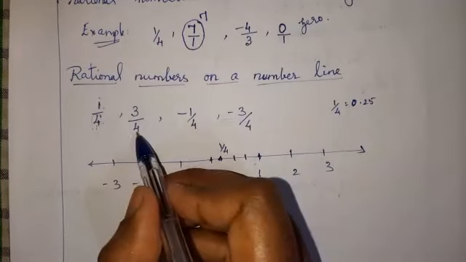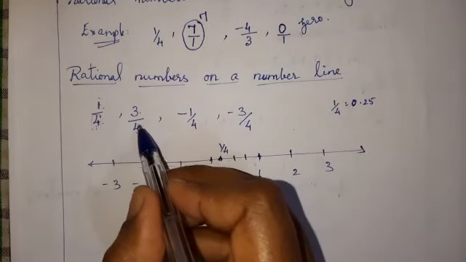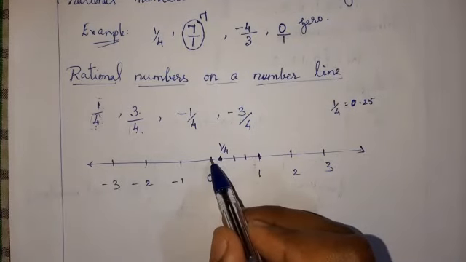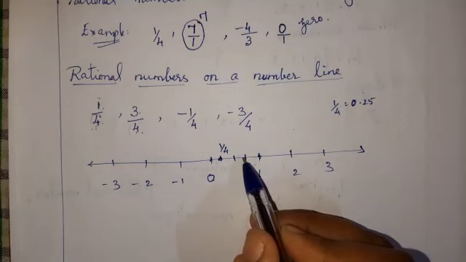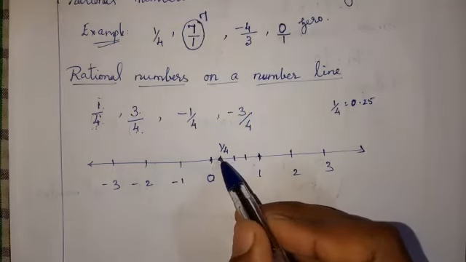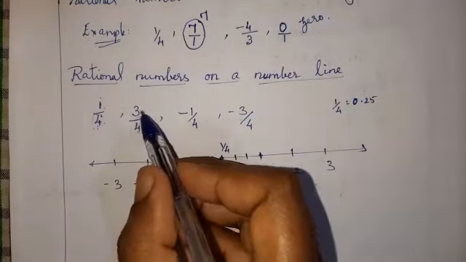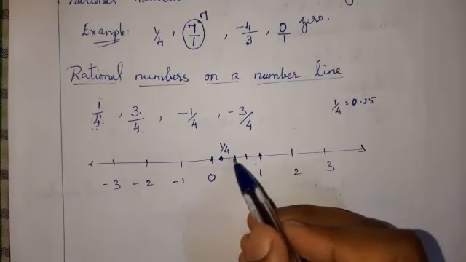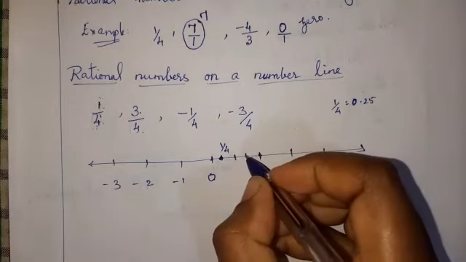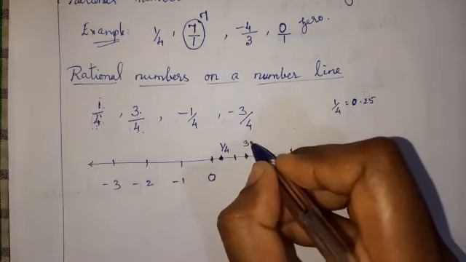Take the next number, that is 3 by 4. Same denominator, therefore divide the space between 0 and 1 into 4 parts. Already we divided. 3 by 4 means the numerator is 3, therefore the third point, 1, 2, 3. Therefore the point for this is 3 by 4.